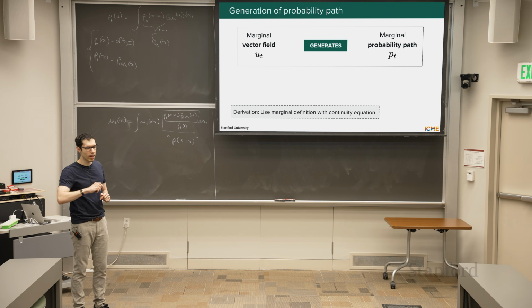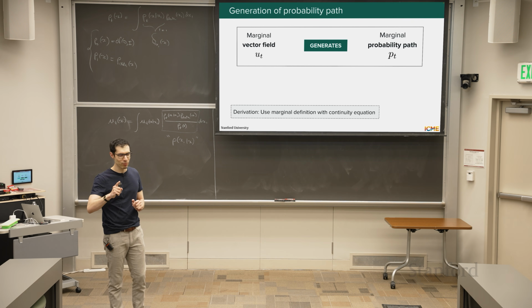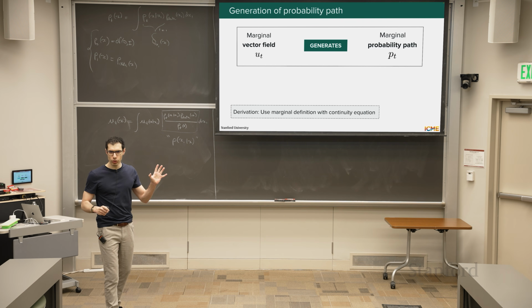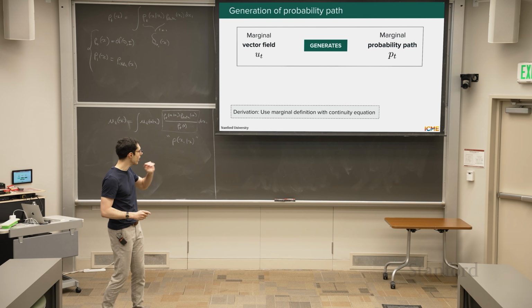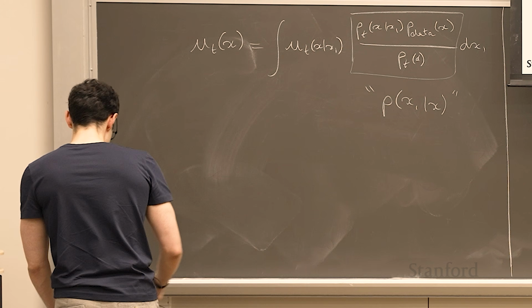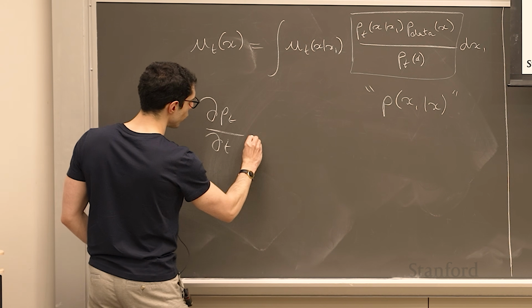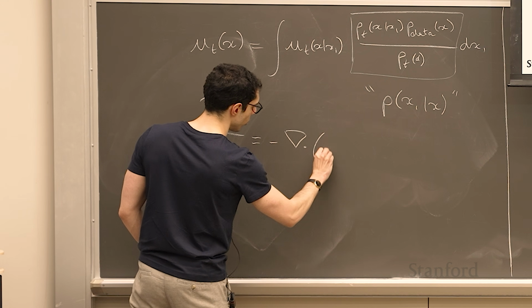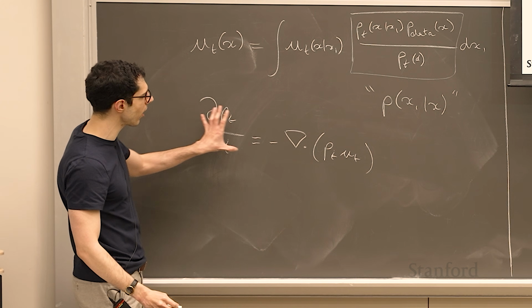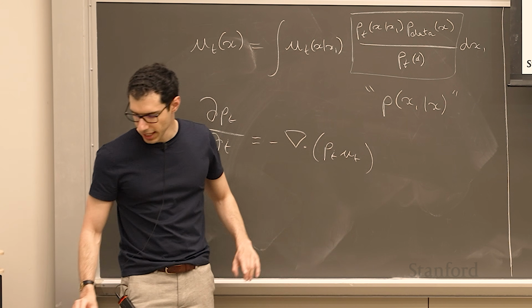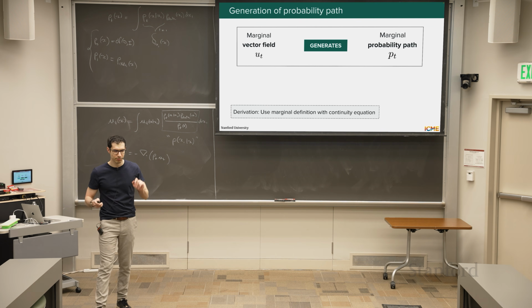So I'm looking at the time. I'm not going to derive it, but I'm going to derive something else instead. In order to show that this vector field is generating the probability path, you just plug these quantities into the continuity equation. I'm not going to do it, I'm just going to tell you how you would do it. You take your marginal probability path, derive it here, and recognize that it is indeed the minus divergence of the marginal probability path and the marginal vector field.